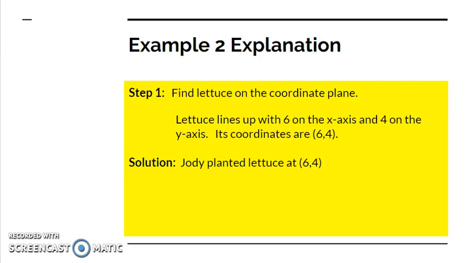For step 1, you're just going to find the lettuce on the coordinate plane. Lettuce lines up with 6 on the x-axis and 4 on the y-axis. So its coordinates are 6 and 4. We need to remember that when we have 2 positive numbers, we're going to be in quadrant 1. So for the solution here, Jody planted lettuce at the ordered pair (6, 4).